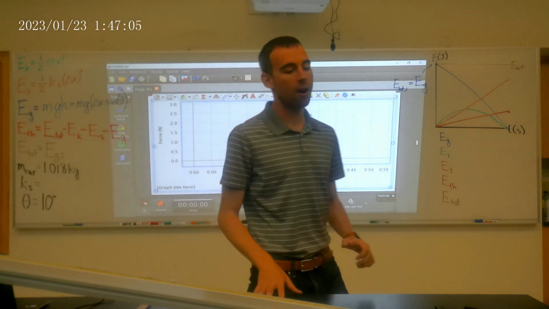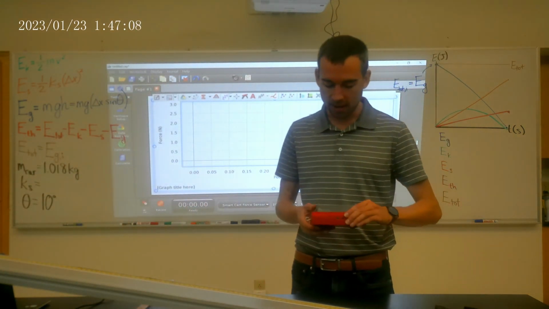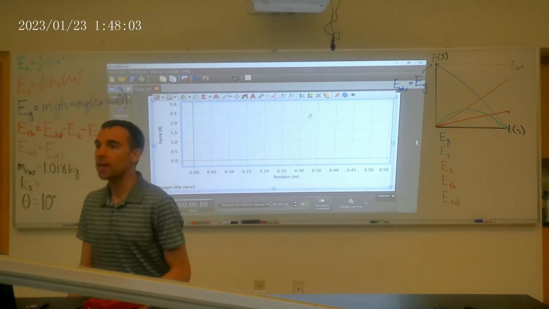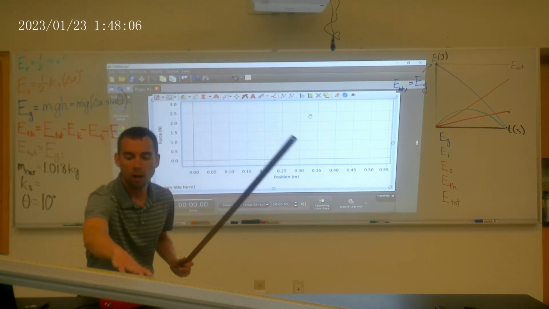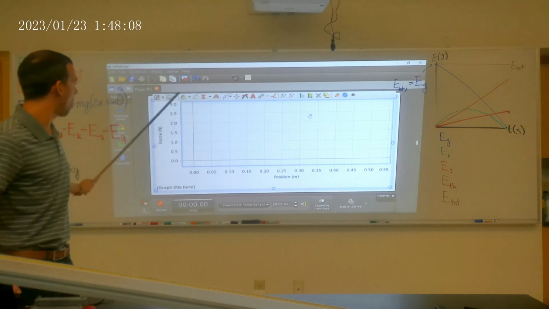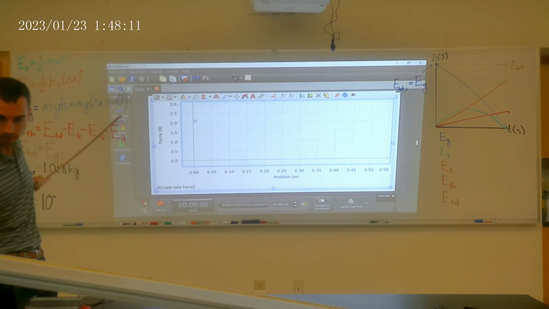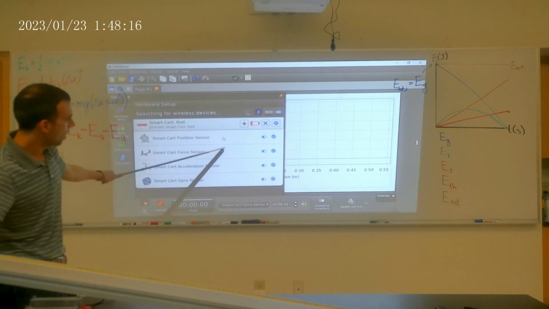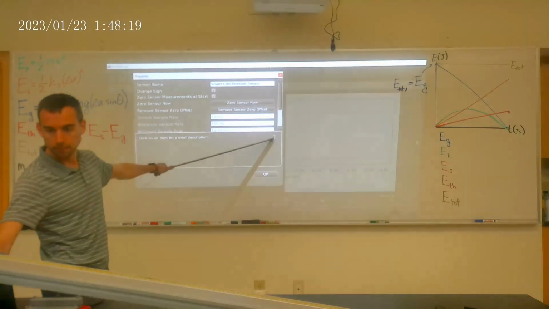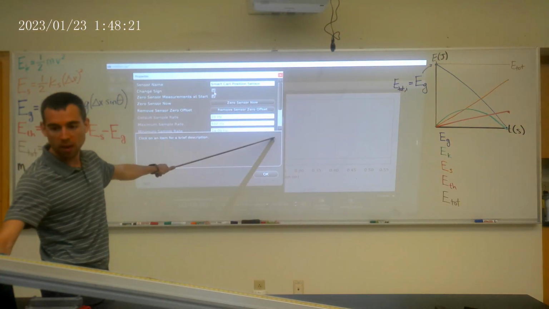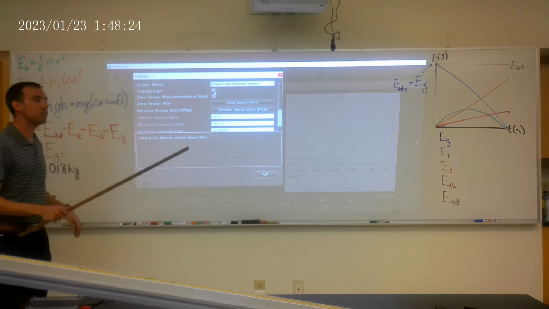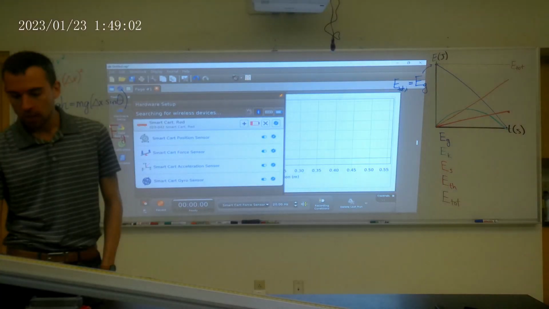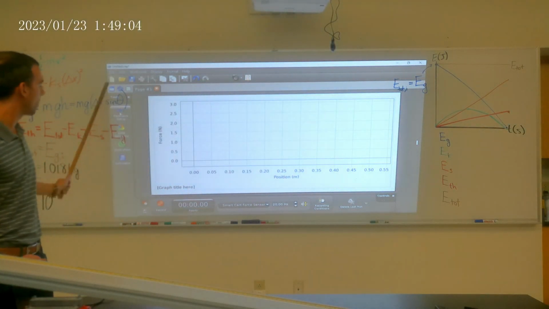Please turn on your smart car and get it connected up by going to the sensor data and then connecting. Okay, let's talk about this a little bit. First, I need you to go to hardware setup right there and go to your smart car position sensor. Go to the settings and make sure that you have change sign selected in your settings. Once you do that, you can hit OK and back out. You can now hit hardware setup to get this panel out of the way.